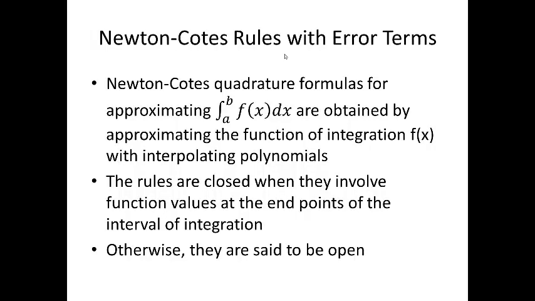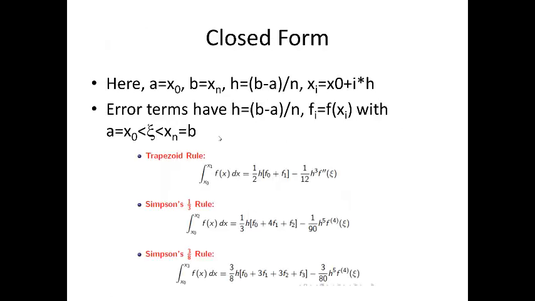Newton-Cotes quadrature formulas for approximating the integral from a to b of f of x dx are obtained by approximating the function of integration f of x with an interpolating polynomial. These rules are closed when they involve function values at the endpoints, the a and b. Otherwise, they're said to be open. Now, let's look at some of these. And these are the ones with the nice fractions. Later, we'll look at Gaussian quadrature rules, which have, quote, not nice fractions. These are the nice ones.